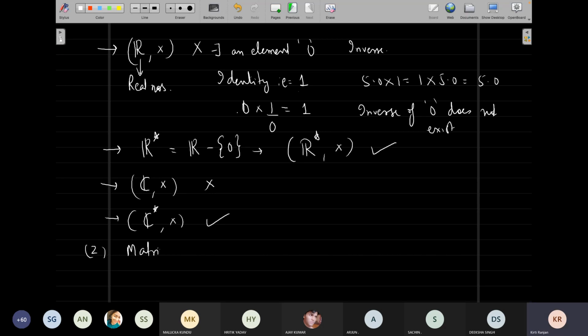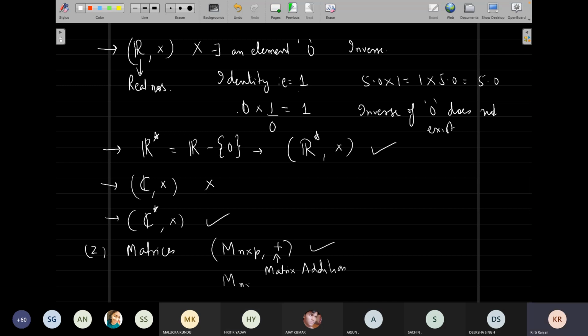So, before matrices. First was the set of numbers, now matrices. So, let's say I take n cross p matrices, real or complex, I do not care at this point of time, and matrix addition. That is why I always say to write two things to begin with. Is this a group? Yes, this will be a group.